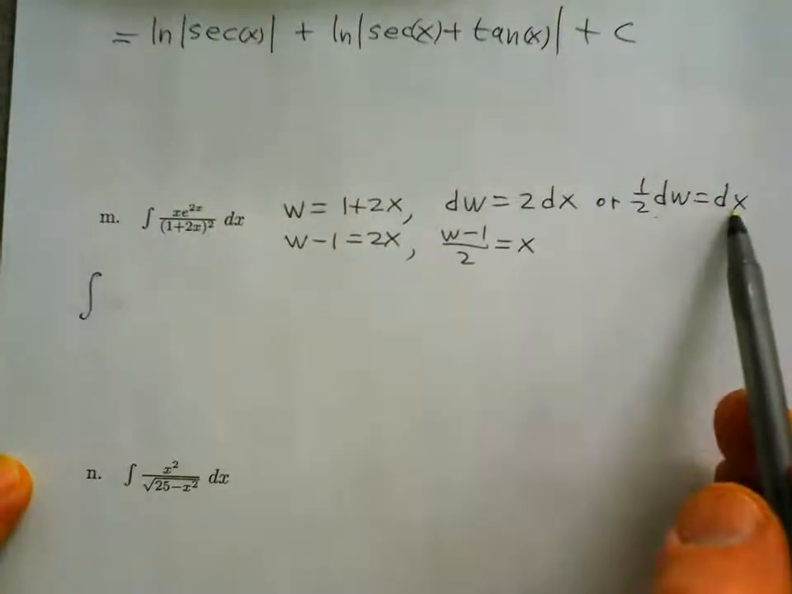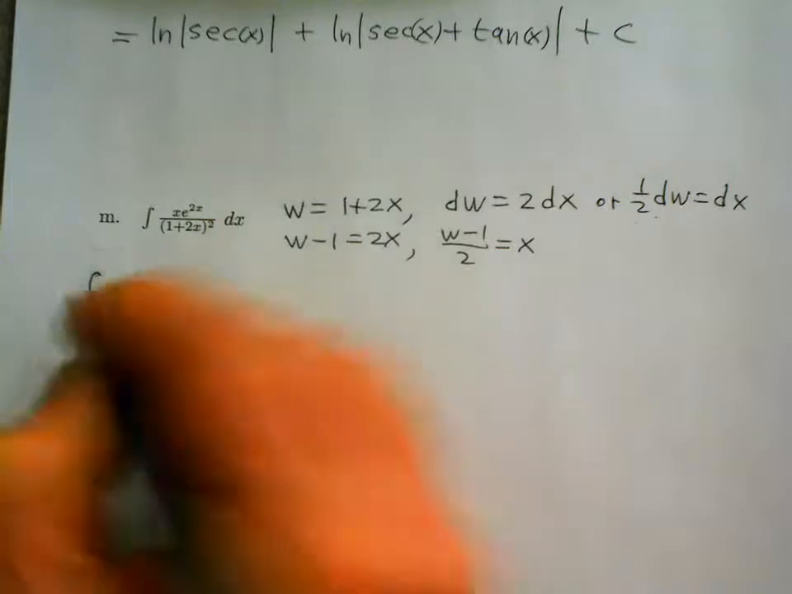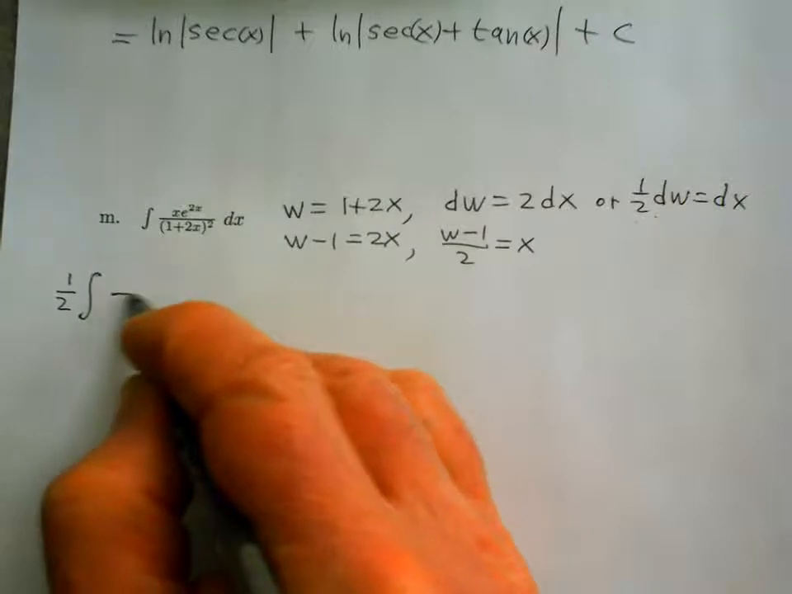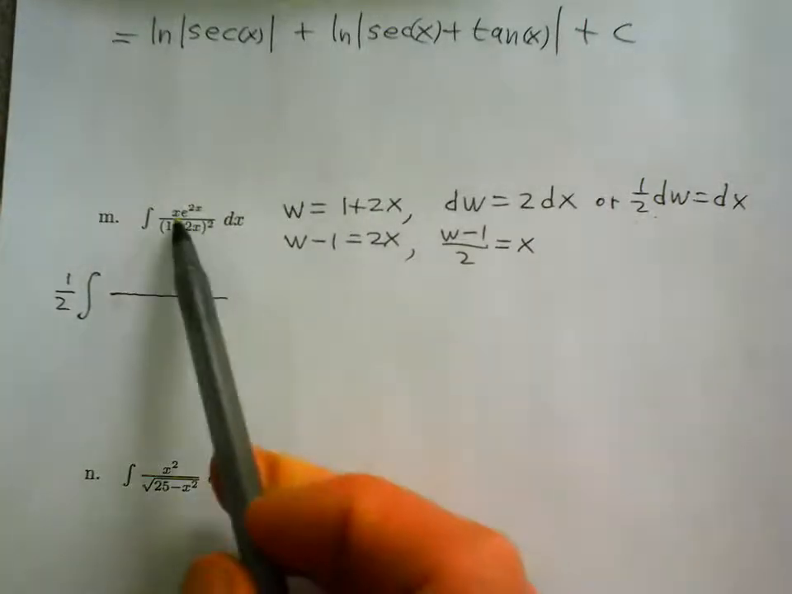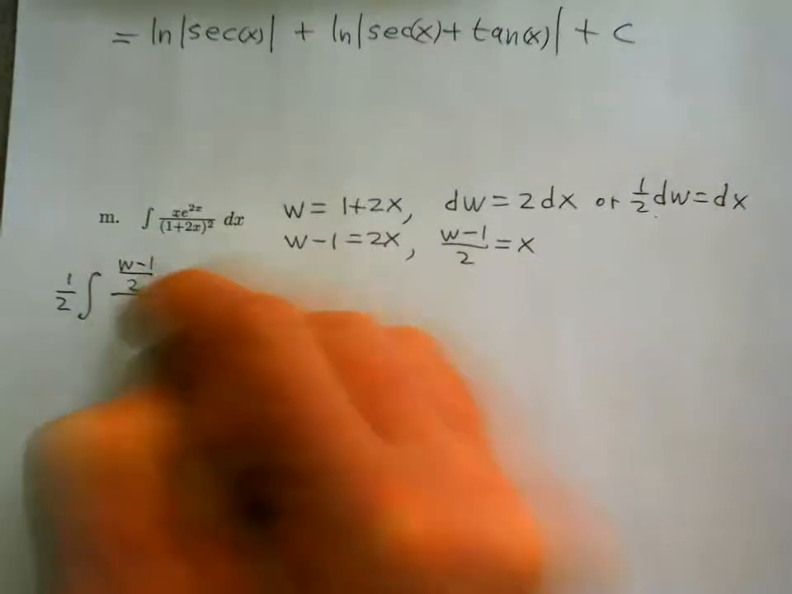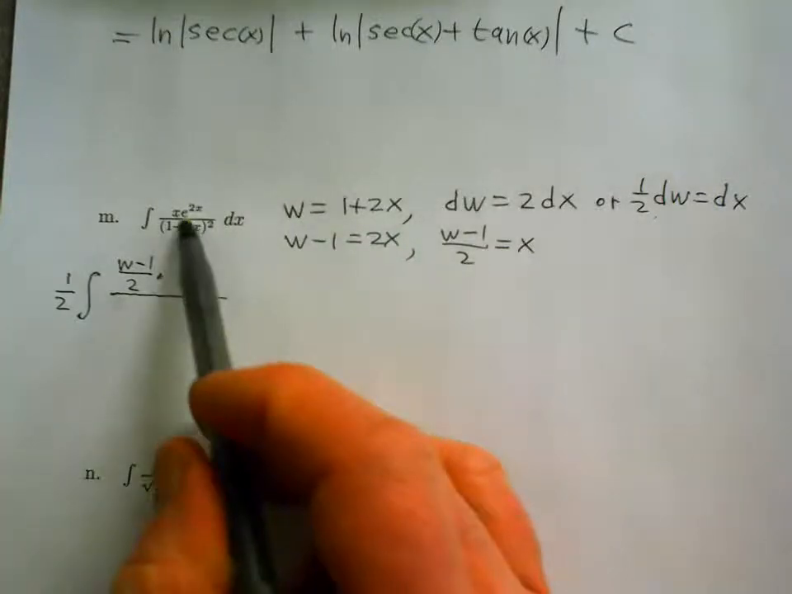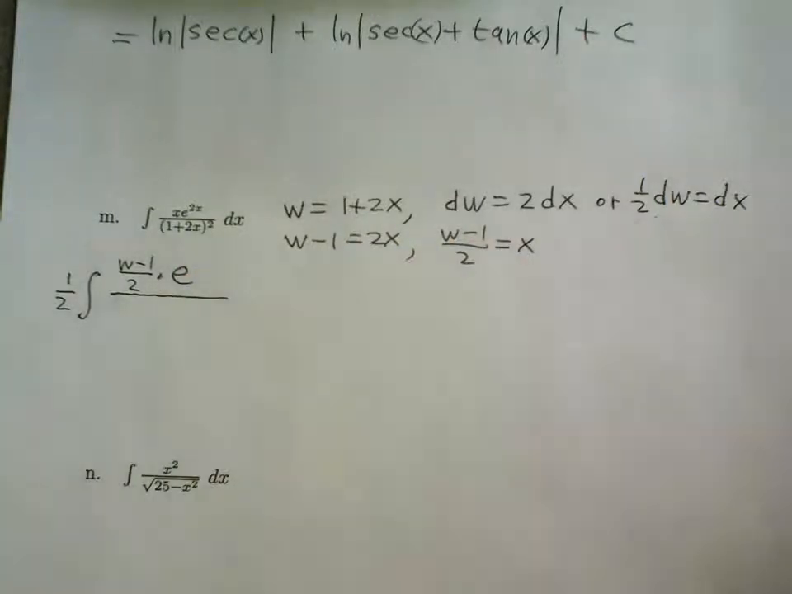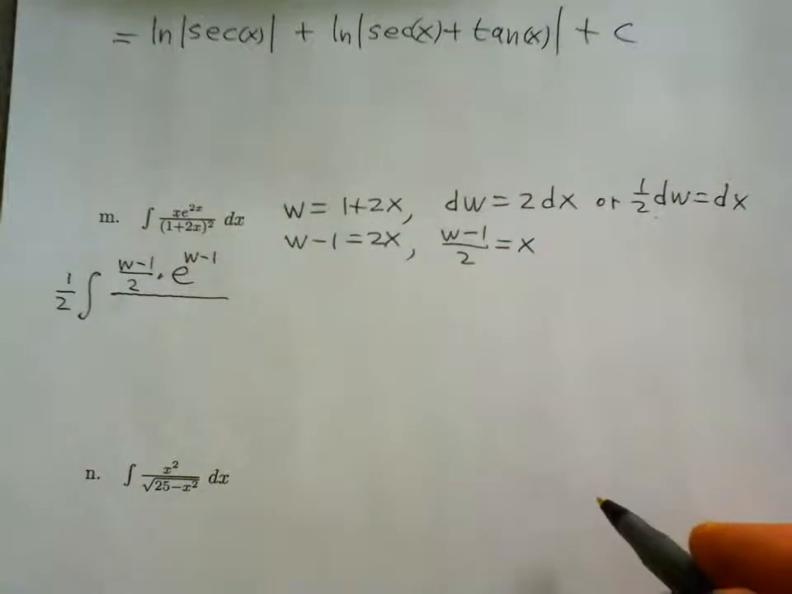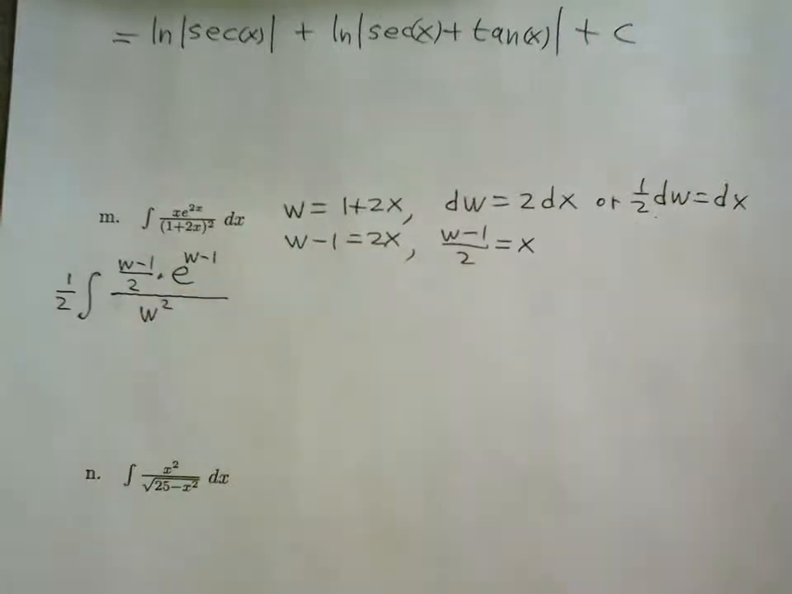We're going to replace dx with 1/2 dw, so I'm going to bring the constant factor 1/2 out front. In the numerator, we'll replace x with w minus 1 over 2. And then instead of e to the 2x, we'll have e to the w minus 1. And in the denominator, we'll get w to the second, and then dw.